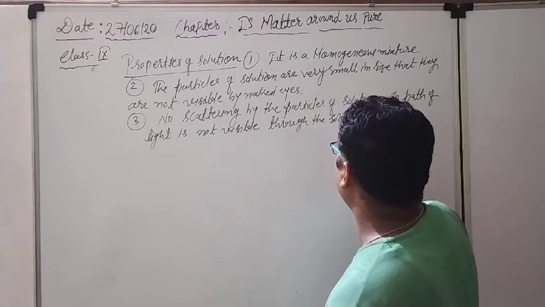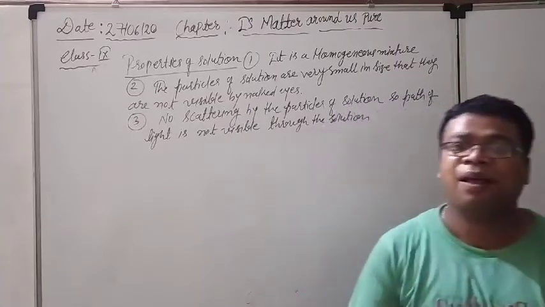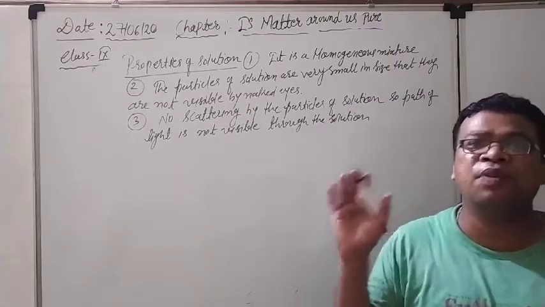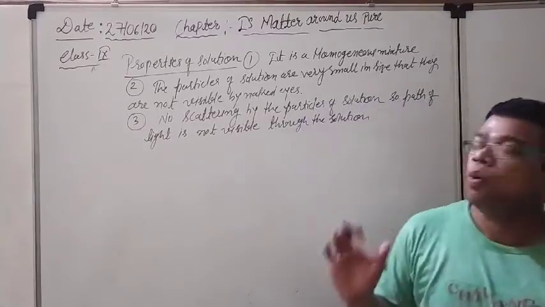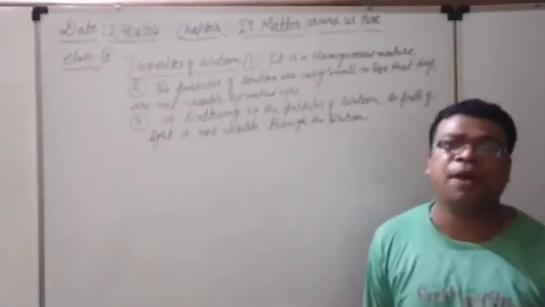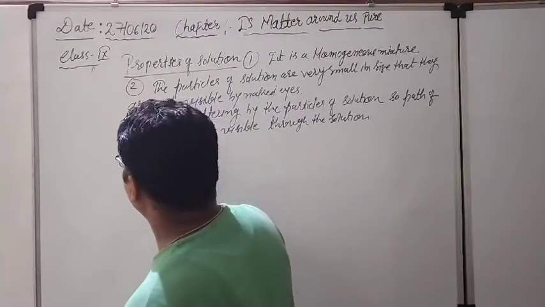Means if we try to throw a beam of light with the help of a torch, what will happen? The path of light is not going to be visible through the solution. Solution के अंदर से path of light visible नहीं होगी. Why? Because there is no scattering by the particles of the solution.